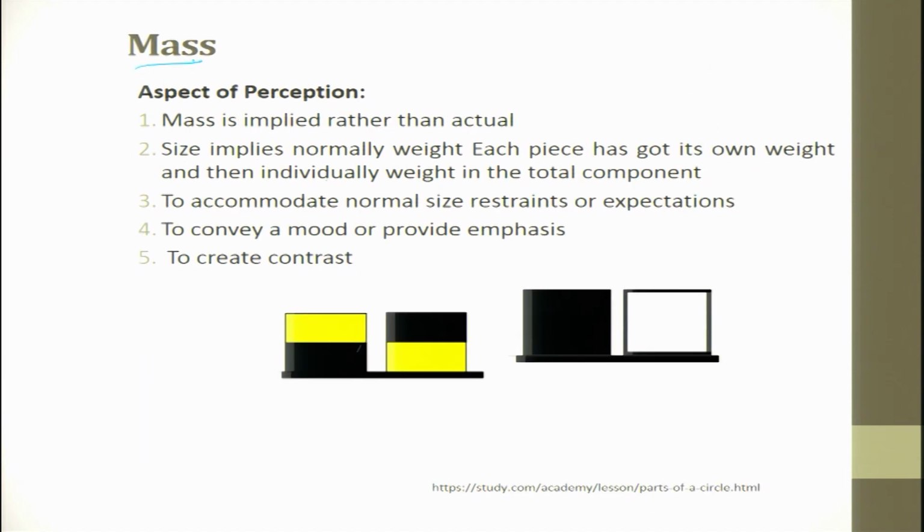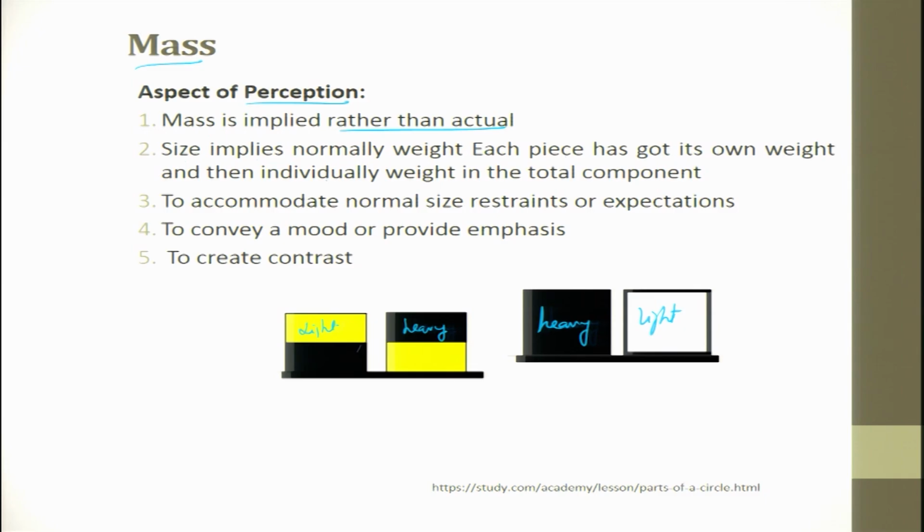So, mass is the aspect of perception. Mass is implied rather than actual. So, if you give a color, then it looks like, oh, this is heavy, and this is light in weight. Okay. So, this looks to be heavy, this looks to be light sitting on it. Okay. So, mass is implied rather than actual.